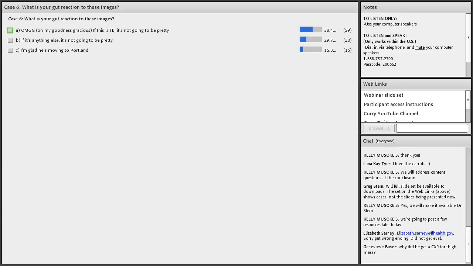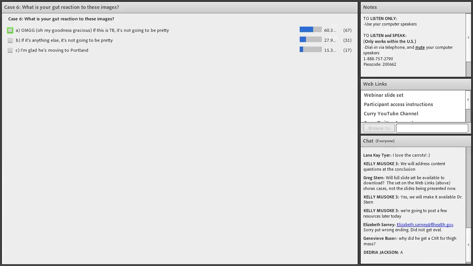So we have 200-some people participating, and right now we're up to about 100. We'll just give it a few more seconds since this is just a silly question anyway. And a lot of people say if this is TB, it's not going to be pretty. So we're going to end the poll. Thanks for participating. And we're going to view the votes. Oops, I guess I didn't want to do that. Sorry, guys. All right, so now I want to go back to the images.